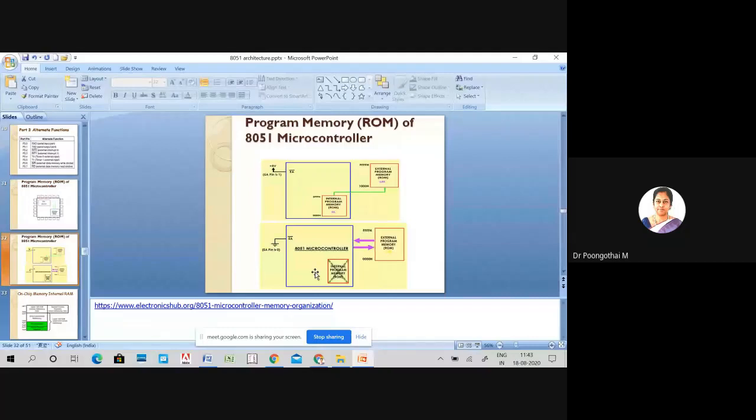Another method is to completely ignore the internal memory and store our program codes in the external memory. The size of the external memory can be 64 KB. This can be enabled by using the EA pin, which should be connected to ground. Okay.